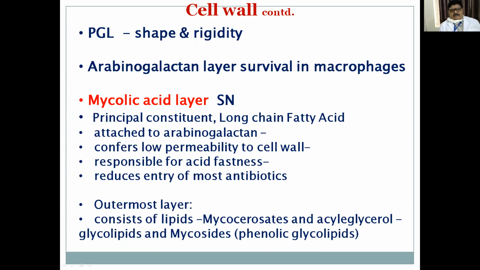As I told you, mycolic acid can be asked as a short notes question. The principal constituent of the cell wall is a long chain fatty acid, attached to the arabinogalactan layer. It confers low permeability to the cell wall, is responsible for the acid fastness, and reduces entry of most antibiotics. The outermost layer consists of lipids, and that is what you are supposed to write. Okay, so please remember, mycolic acid can be a short notes question.